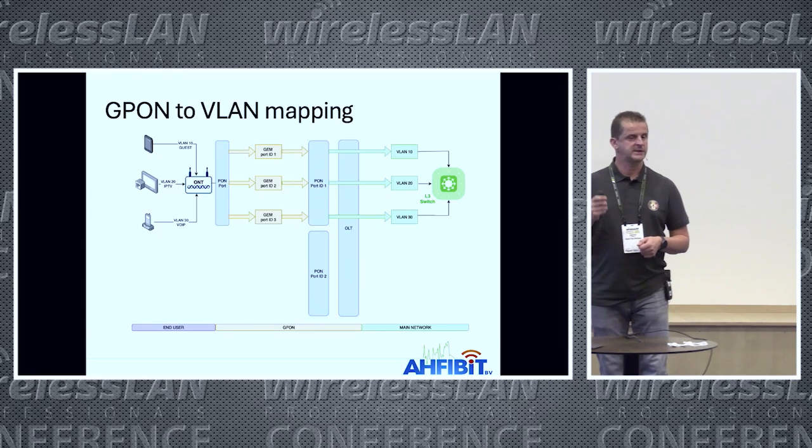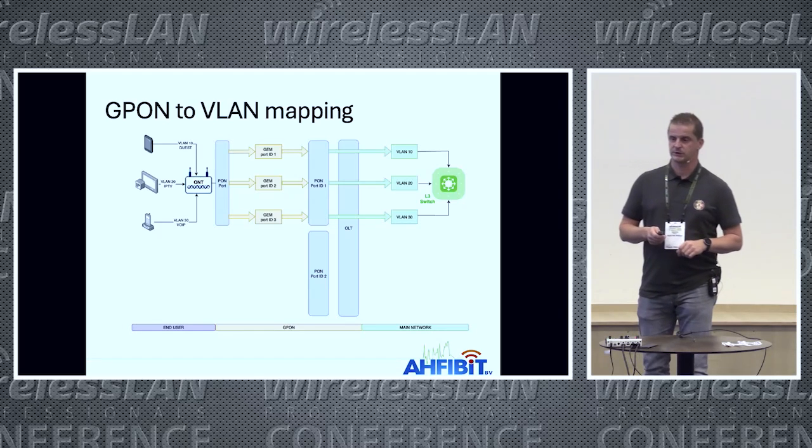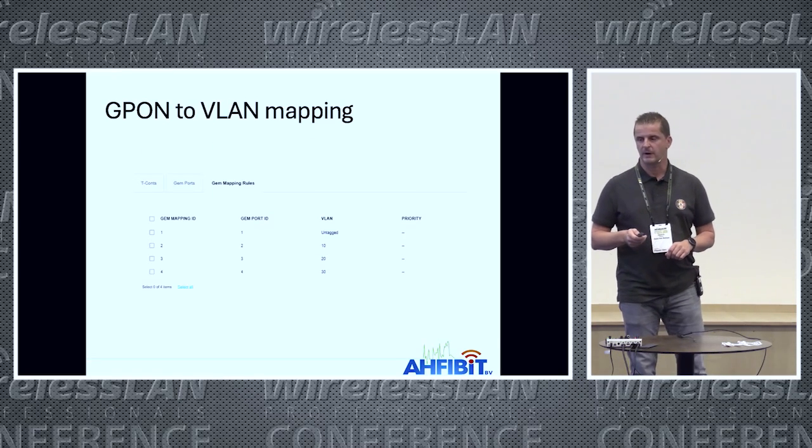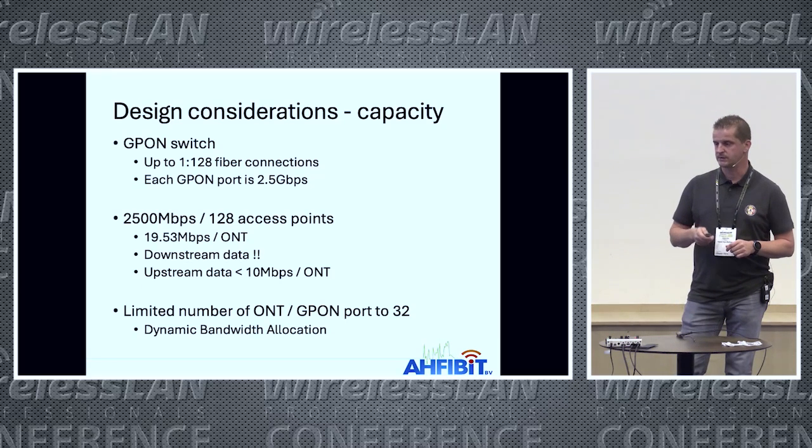And each GEM port has an identifier for that. So it's going from the end user device until the core switch. So there's an example of how we do this, just mapping GEM ports to VLANs.